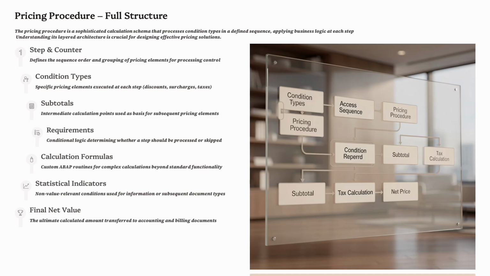9. Real project example. Let me give you a simple real-life scenario. A company sells laptops with base price, customer discount, freight charge, and 18% VAT. Their pricing procedure might look like this: 10, PR0020, K007, 30, KF0040, subtotal 50, MWST 60, net value. This simple structure already shows how SAP layers pricing one step at a time.